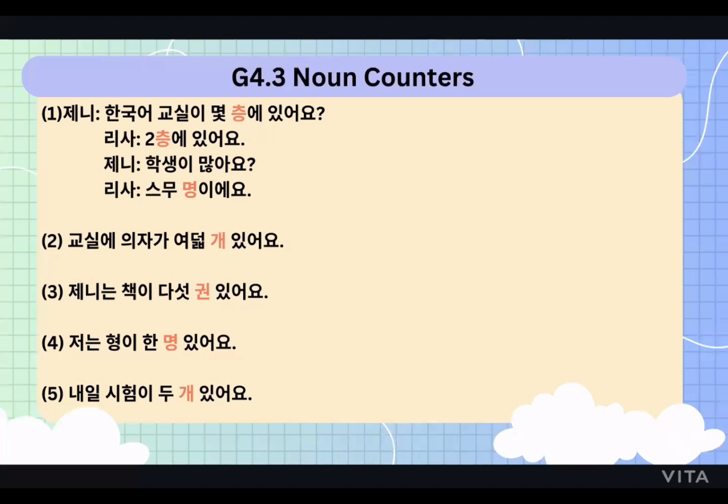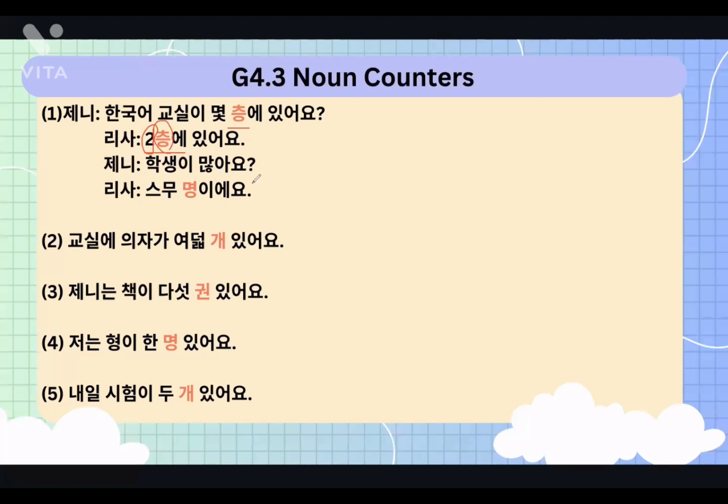So look at here. 자, 한국어 교실이 몇 층에 있어요? 층 means floor, 그쵸? 2층에 있어요. So here, 2층. 자, is it a Sino-Korean number or a native Korean number? 그렇죠. This is a Sino-Korean number. So 1, 2, 3, 4. When you mention floor, you should use a Sino-Korean number plus the floor noun counter 층.